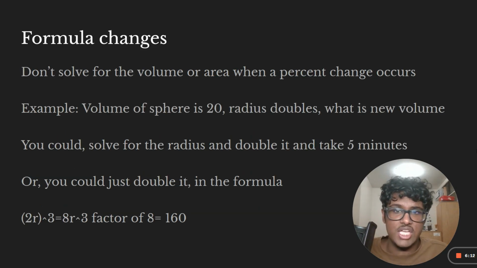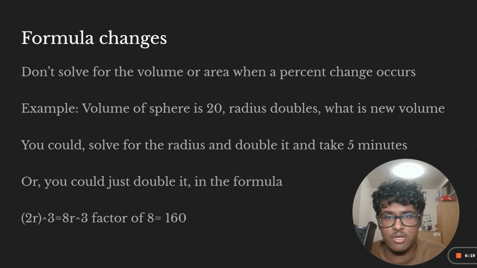Now, formula changes. This is another version of that pattern recognition, but it's a little different in that you're not recognizing a pattern, but merely applying what the question tells you, right? So there's this question that I encountered recently, and it was: the volume of this sphere is 20. And they give you the volume of a sphere equation on your formula sheet. And when the radius doubles, there's a new sphere, what's the new volume?